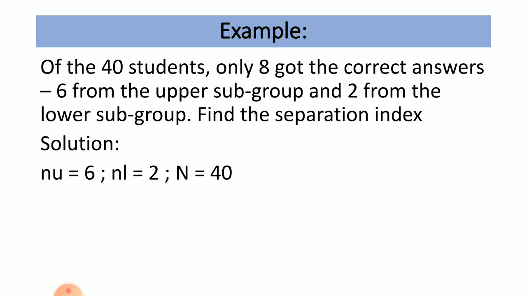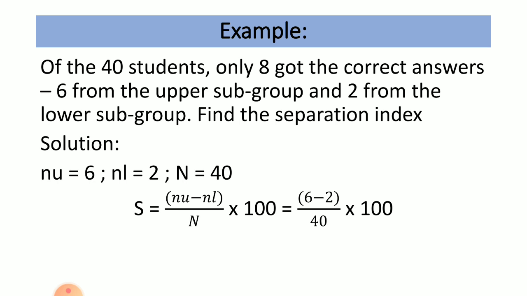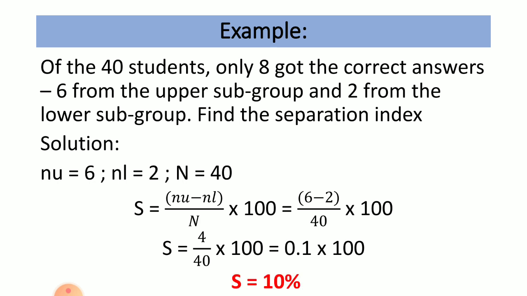So Nu, that is 6, Nl, that is 2, and N is 40. So computing now the separation index, that is 6 minus 2 divided by 40 times 100. That is equal to 0.1 times 100, which is equal to 10%. So the obtained index provides that the item has the power to discriminate the students at 10%.